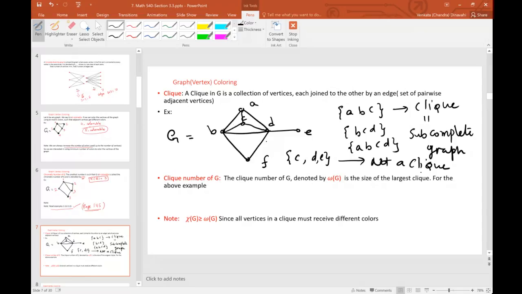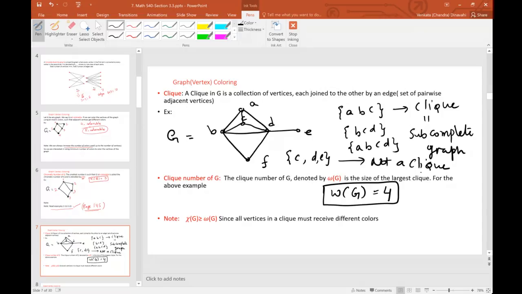So if you take any 5 vertices in this case, they are not going to be pairwise adjacent. So for this particular example, the clique number, that is denoted by omega of G, is going to be 4 for this particular graph.